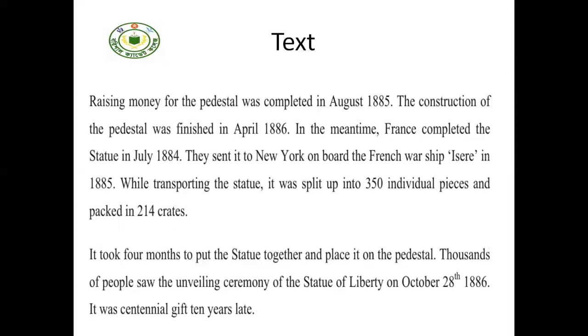Raising money for the pedestal was completed in August 1885. The construction of the pedestal was finished in April 1886. In the meantime, France completed the statue in July 1884. They sent it to Newark on board the French warship Isere in 1885. While transporting the statue, it was split up into 350 pieces and packed in 214 crates. It took 4 months to put the statue together and place it on the pedestal. Thousands of people saw the unveiling ceremony of the Statue of Liberty on 28 October 1886. It was a centennial gift 10 years late.